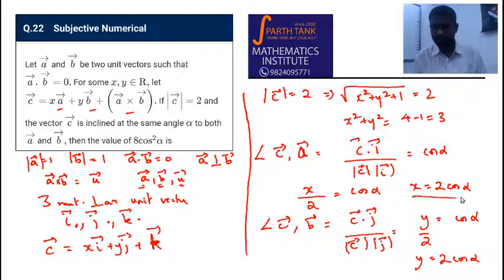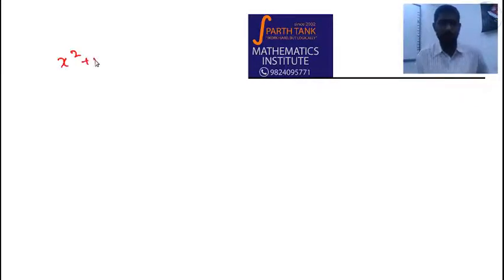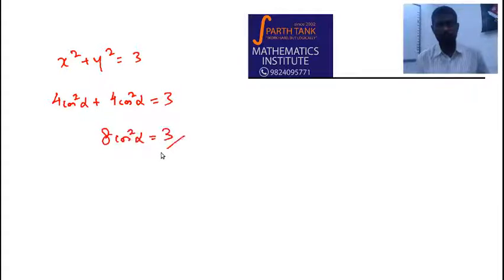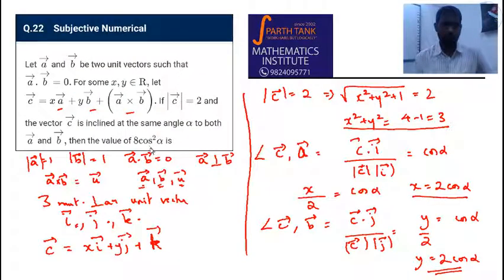So now x is 2 cos alpha, y is 2 cos alpha, and I have a relationship between x and y, that is x squared plus y squared is 3. So put x is 2 cos alpha, I get 4 cos squared alpha, plus y is also 4 cos squared alpha, is 3. 8 cos squared alpha is 3. And they have in fact asked us for 8 cos squared alpha. The trick is to identify that A, B and A cross B are like i, j and k.